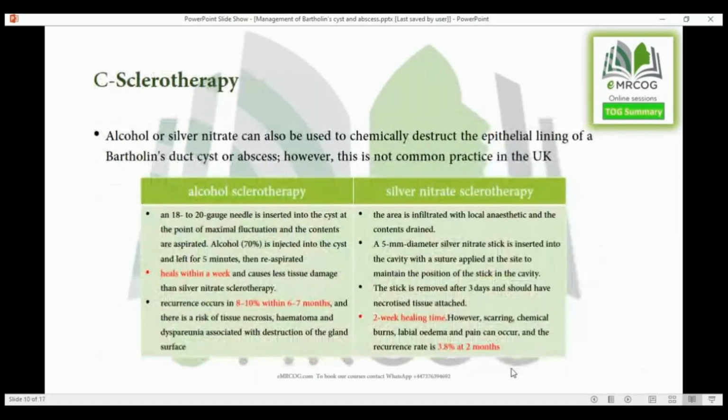Okay, the third technique is sclerotherapy. Sclerotherapy is by applying a chemical destructive agent like alcohol or silver nitrate.